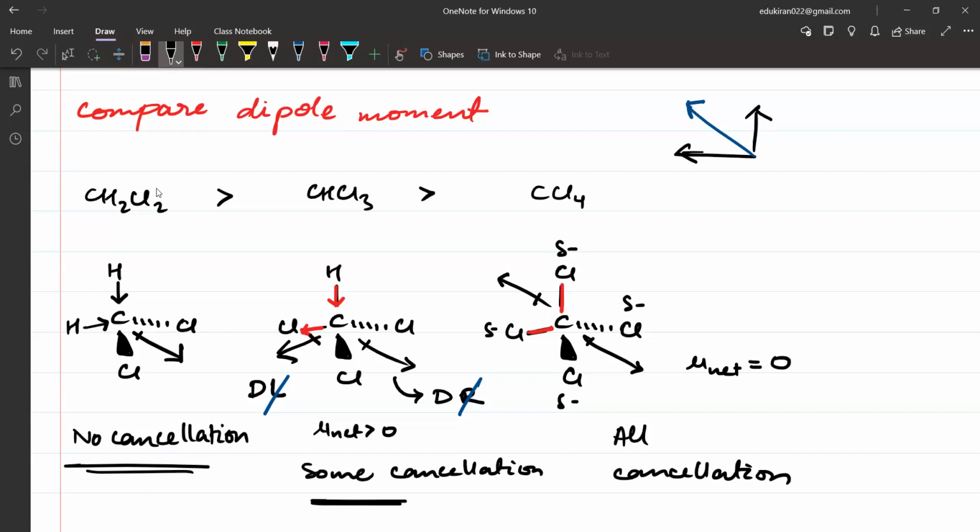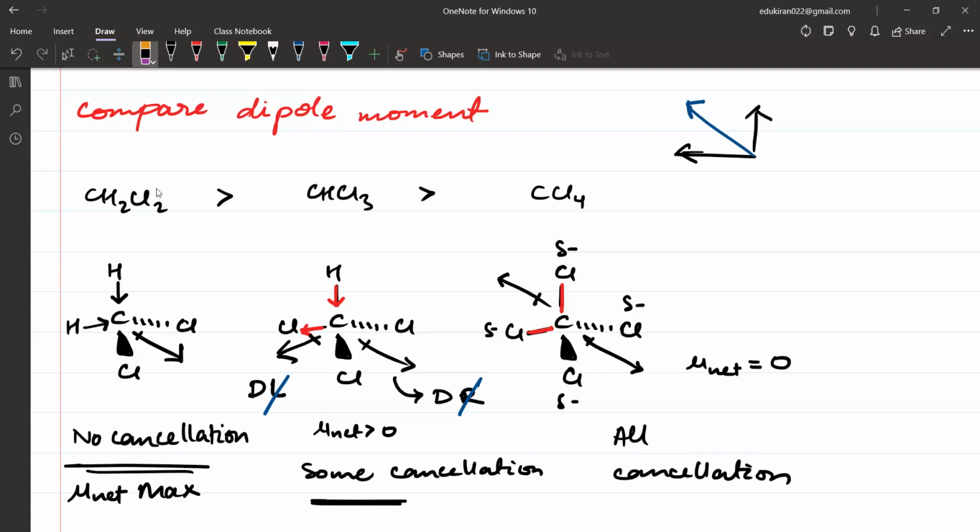So in the first case, there is no dipole moment. In the second case, there is maximum dipole moment. In the last case, there is all cancellation. Here you have mu net max, because there is no cancellation, so the dipole moment exists here. So here there can be only one dipole moment, not two. Here we have two dipole moments, like two arrow marks. Here only one we have, right?